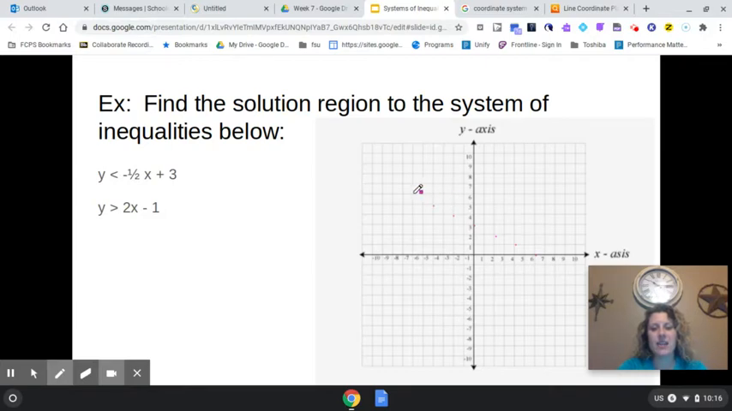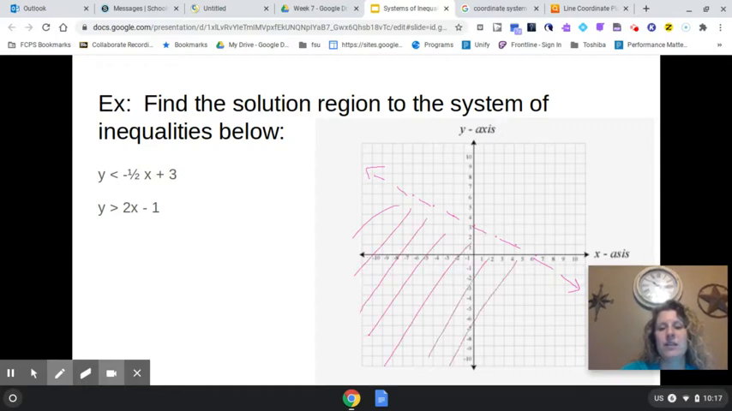The next thing we have to think about is, should we connect these points with a solid line or a dashed line? This is when that inequality symbol comes into play. This is a less than scenario, so that means we do not want to include the points that are on the line. So we're going to make this a dashed line. And then we also have to think about shading. Less than, we shade below the line. So there is my first inequality graphed out.